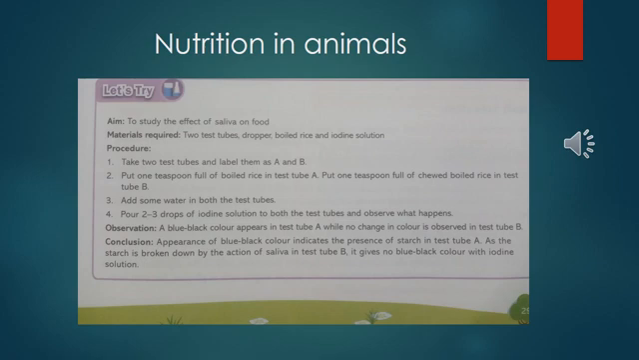Now you add some water to both the test tubes, and lastly you pour 2 to 3 drops of iodine solution into both test tubes and observe what happens. You will see that a blue-black color appears in test tube A, while no change in color is observed in test tube B.